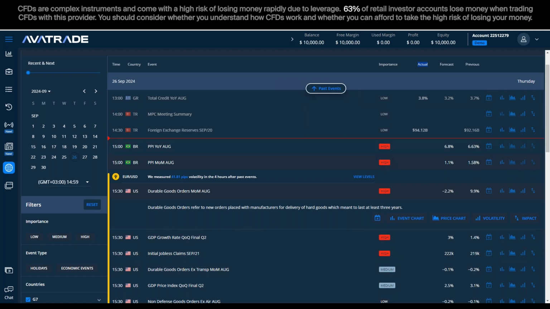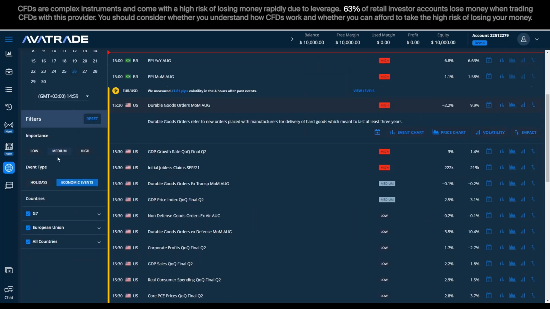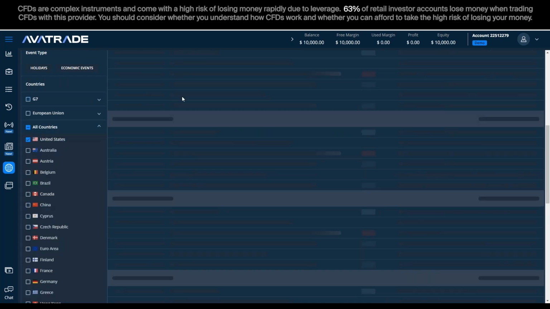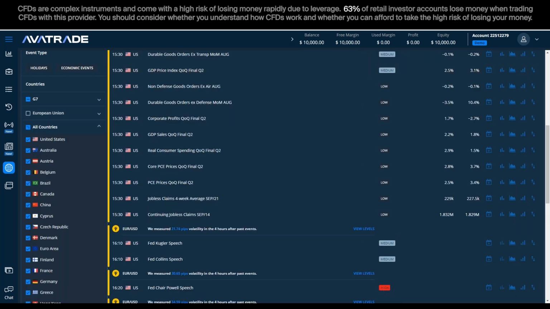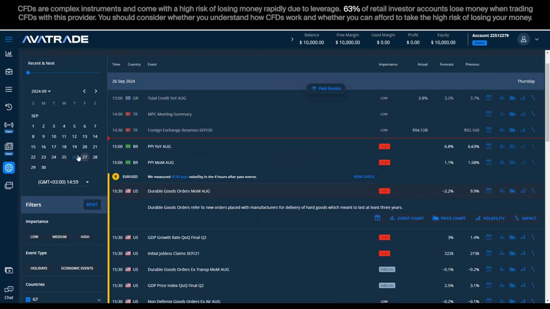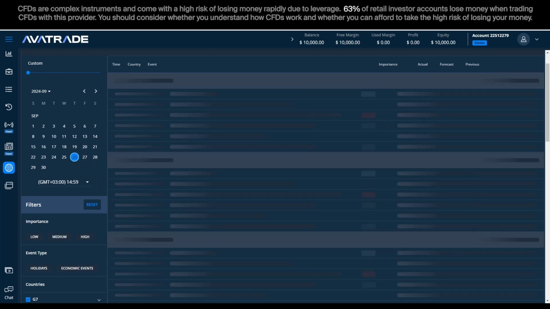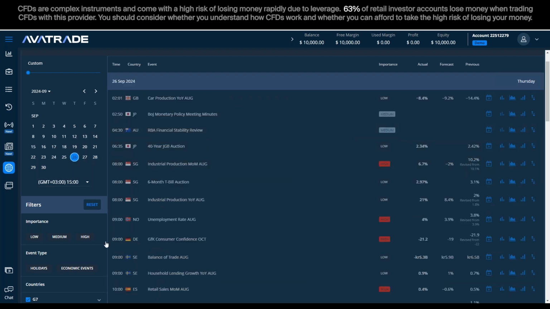As you can see, there are different levels of impact. We can click here and filter by high, medium, or low. We have here different countries. We can specify if we want to focus on a specific country. It's going to show us only that. And if we would like to filter it by dates, we click on the date and the following one, and then it's going to summarize only the dates that we choose.